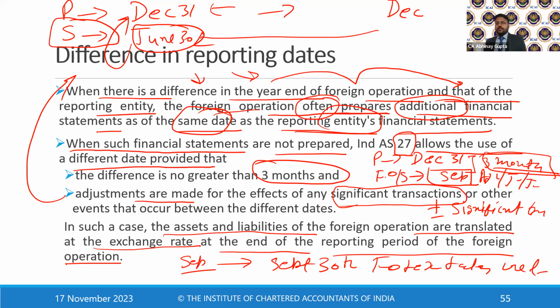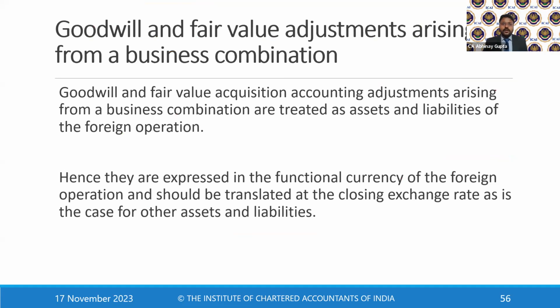So as such, this was not a big concept. It is already there in Ind AS 27. We just revised what Ind AS 27 says around this, for the sake of our revision and understanding, that if the foreign operation has a different date, then what are the possibilities we have. Although this concept does not have any relation with Ind AS 29 or Ind AS 21, right? This is all a matter of Ind AS 27.